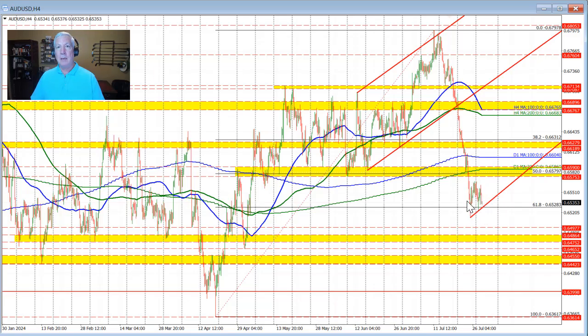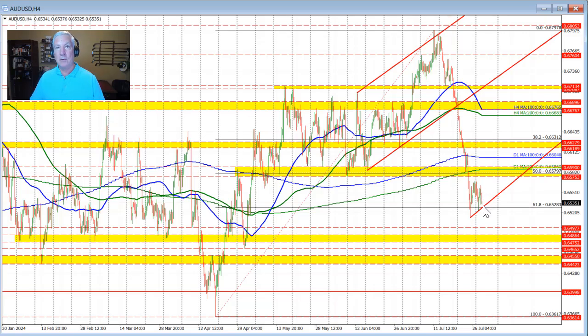So the name of the game at the end of last week and into this week is consolidation and up and down trading. On the top side, if we were to move higher, we'd look toward this swing area, also look toward the 50% retracement, the 100-day moving average, and the swing area all here between 0.6575 and 0.6590. So be aware of that.